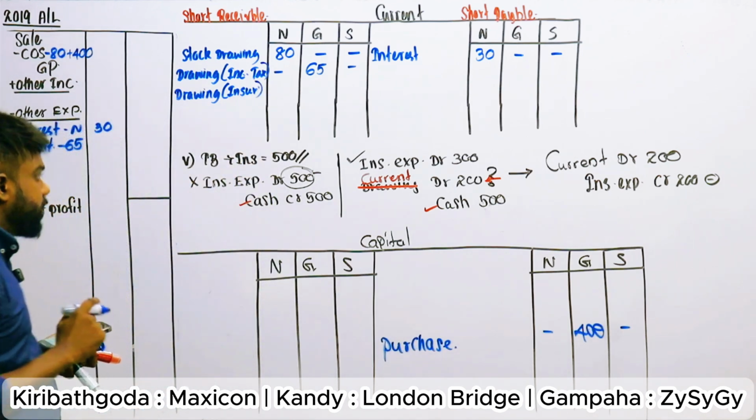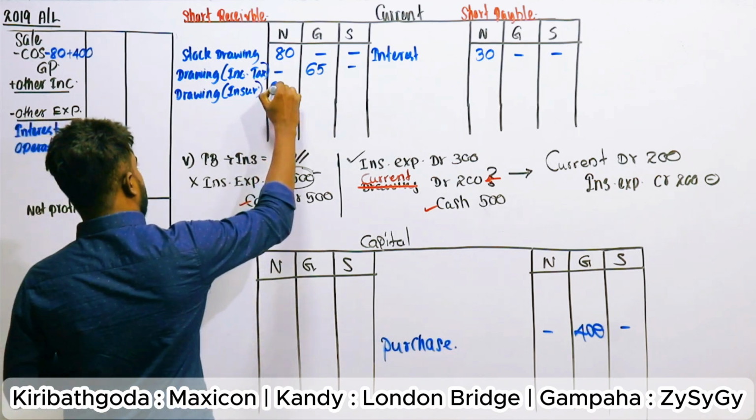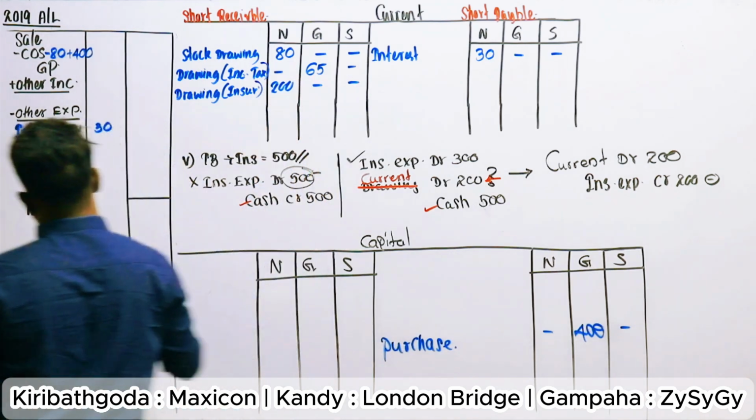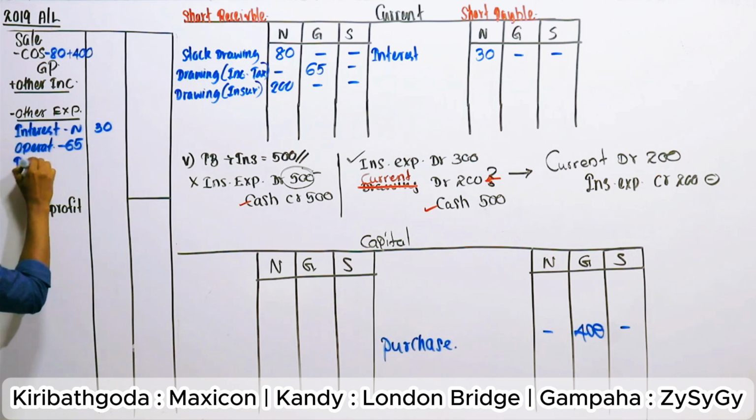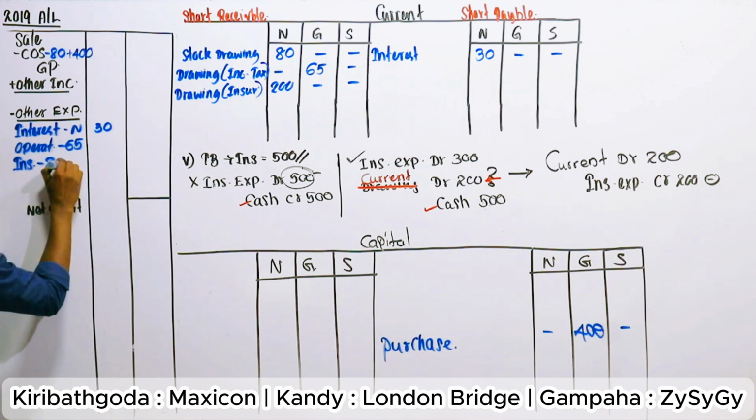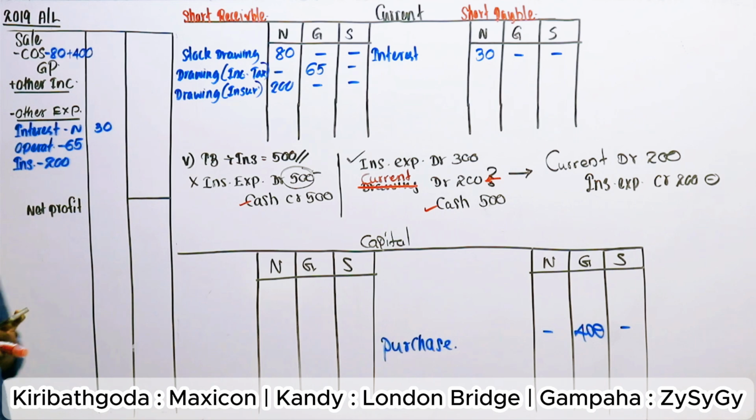This is related to Nadi, 200 insurance credit, 200. Right, okay.